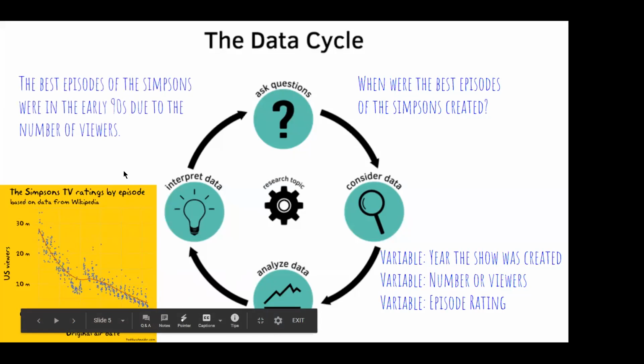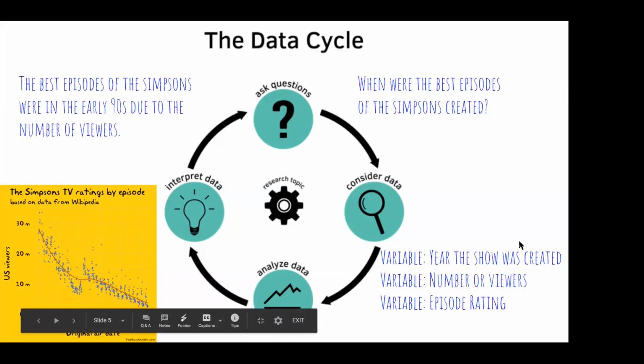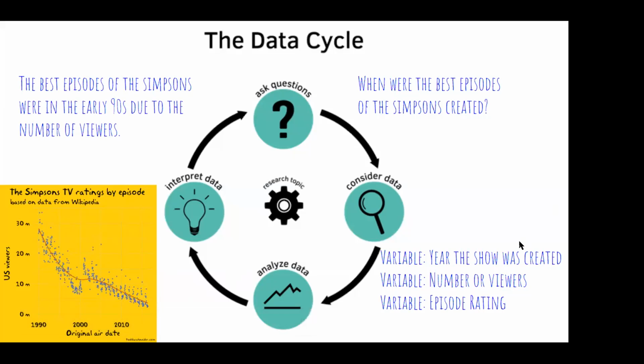Okay, so then I interpret my data. So I answer my question. The best episodes of The Simpsons were in the early 90s based on the number of viewers. And that's it. I've literally gone through my entire data cycle. I asked a question, I looked at the variables, I analyzed my variables using a graphic, and then I interpreted my data and answered my question. That's the whole data cycle right there.